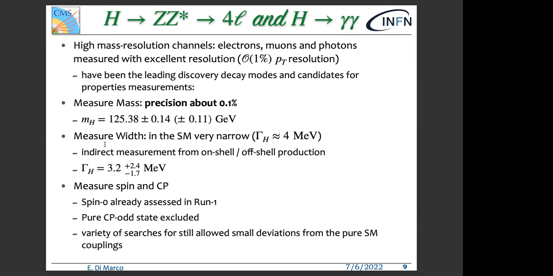You can also measure the width. In the standard model, this is very narrow, and Roberto showed that we have the first measurement of the H width, consistent with the standard model, but you see that we are measuring a width of 3 MeV, okay? And then you can also measure the spin and the CP properties of the H boson in these channels. We excluded the spin zero in run one, and also a pure CP odd state, but now there is a variety of searches using 4L and gamma gamma, looking for small deviations from the pure standard model coupling. So no more 100% alternative hypothesis, but small fractions of non-standard model contribution to the H to VV coupling.